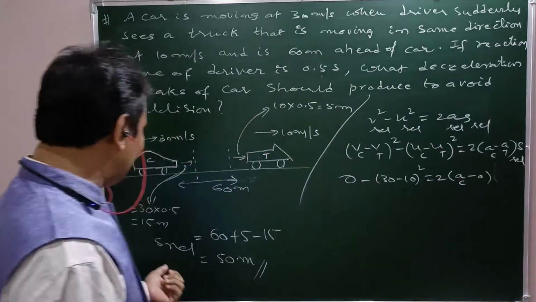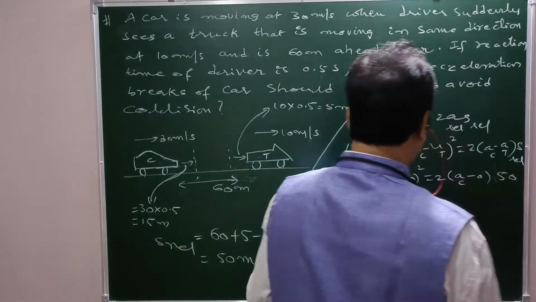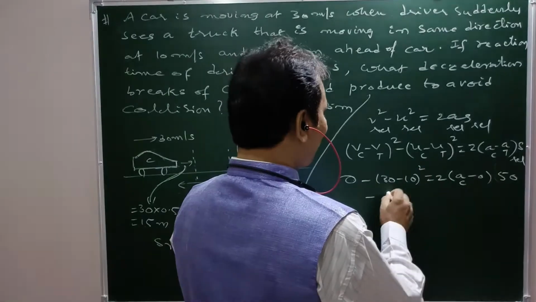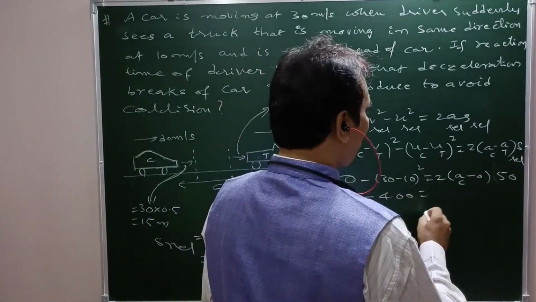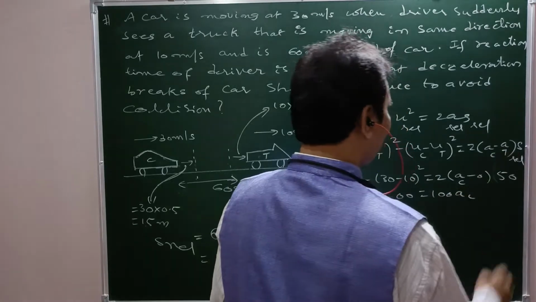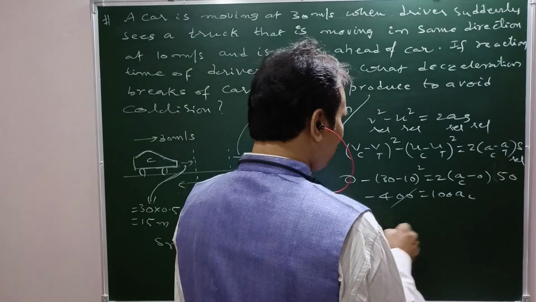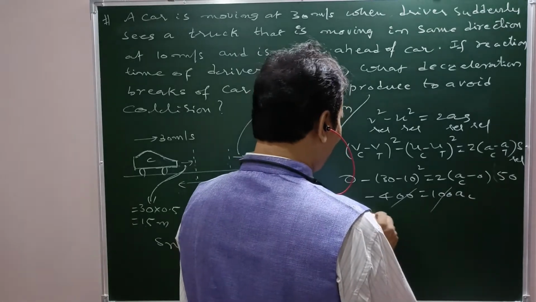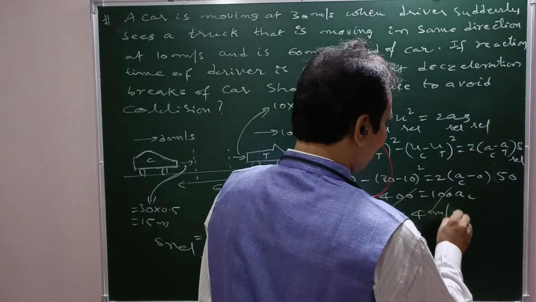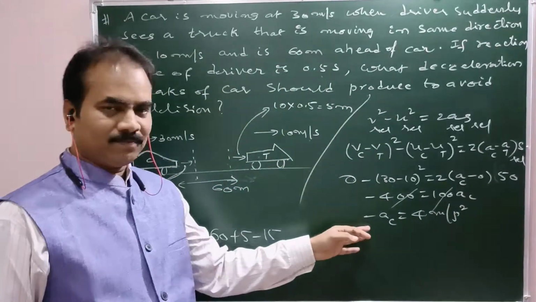What is S relative here? S relative is 50 meters. That is 30 minus 10 means 20, minus 20 whole square means minus 400 equal to 2 into 50, that is 100 into Ac. Zeros cancel, and we are left with minus Ac equal to 4 meters per second square. This is the minimum retardation.